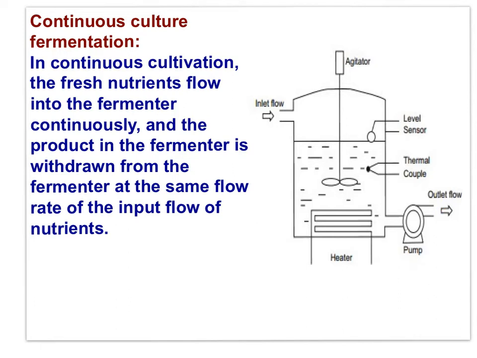In continuous culture fermentation, the product is withdrawn from the fermenter at the same flow rate as the input of nutrients. Continuous culture is superior to batch culture in several ways. There is no downtime to clean the tank. Microorganisms are small, they grow fast, and they can be maintained in the log phase of the growth curve. The success of production is easier to assess because there is a dynamic equilibrium of inputs and outputs.